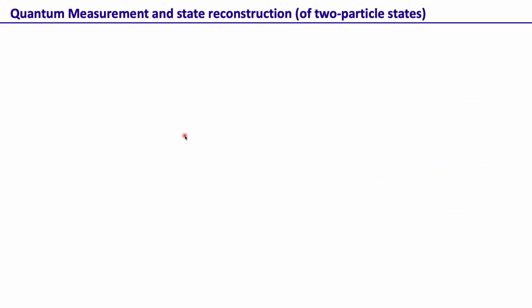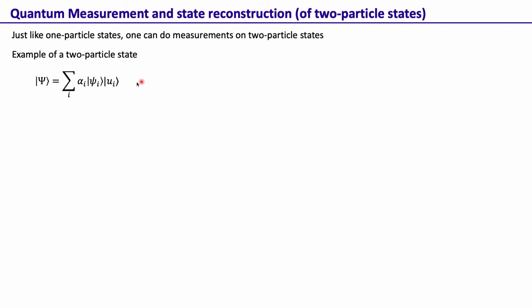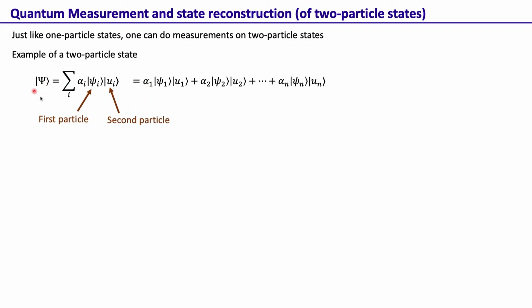Okay, so now we go to quantum measurement and state reconstruction for a two particle state. Just like a one particle state, one can do measurement of a two particle state. Let's take an example of a two particle state, and here I'm writing psi as the sum over i of psi_i u_i. The psi_i is the state associated with the first particle, the u_i's are the states associated with the second particle, and we can write this state psi in this form as a superposition.